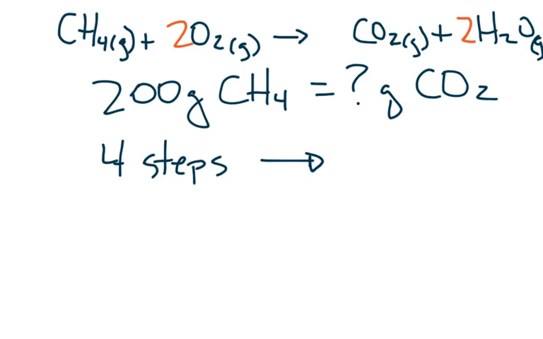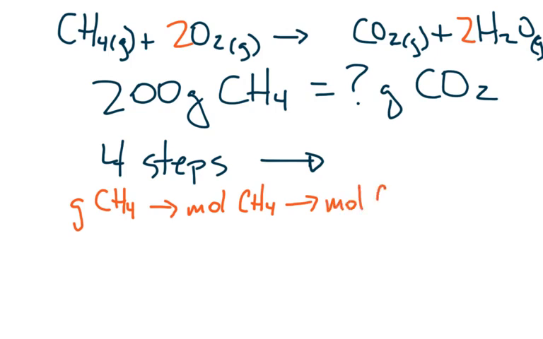So I'm just going to say what I'm going to do, okay? I'm going to go from grams of CH4 to moles of CH4. That's a gram to mole problem. I'm going to go from moles of CH4 to moles of CO2. Okay? And then I'm going to go from moles of CO2 to grams of CO2. So this is, again, a 4-step problem. 1, 2, 3, 4. All right? So let's just kick this off, and I'll write down.